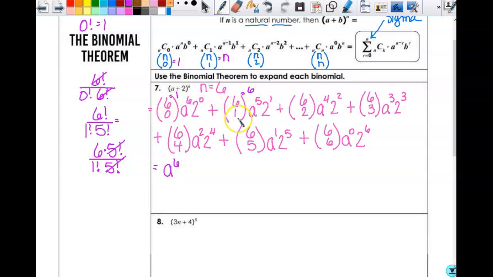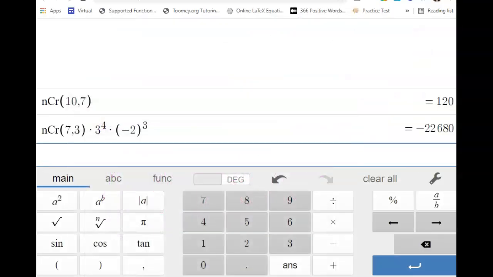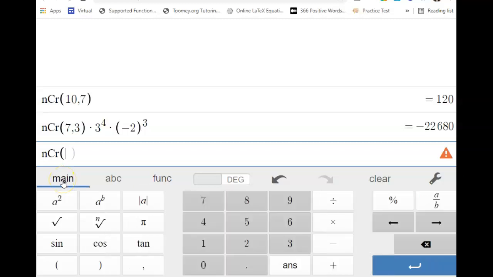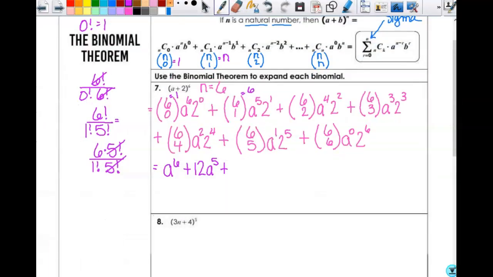This is 6. This is 2, so that's going to be 12 a to the 5th. Then past that, I'm either going to have to work them out or put them in my calculator. So I'm going to look again, I'm going to have a to the 4th. This 2 squared, that's 4. So I can go over here and do this, and I'll have 6, 2 times 4. Okay, that gives me 60. So then I'll have 60 a to the 4th.